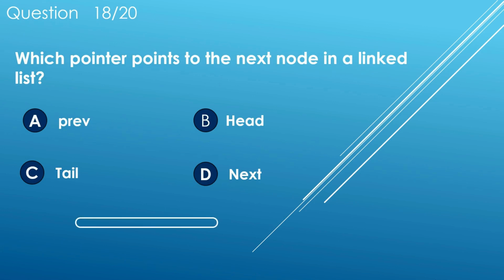Which pointer points to the next node in a linked list? A. Previous. B. Next. C. Tail. D. Head.